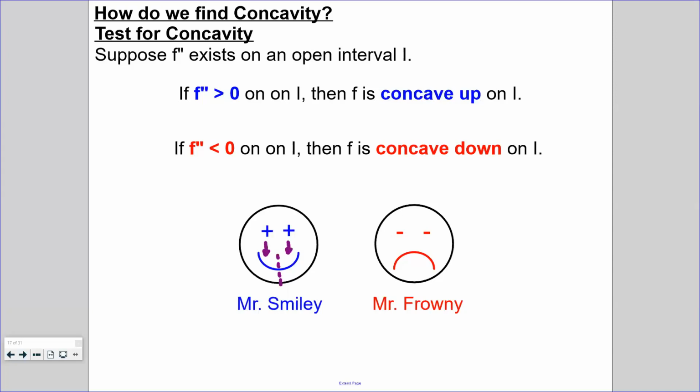Mr. Frowny has double negatives as eyes, so the second derivative is negative. And similar thing here, if we break apart the frown, it is concave down on both sides, meaning both sides are concave down when the second derivative is negative.